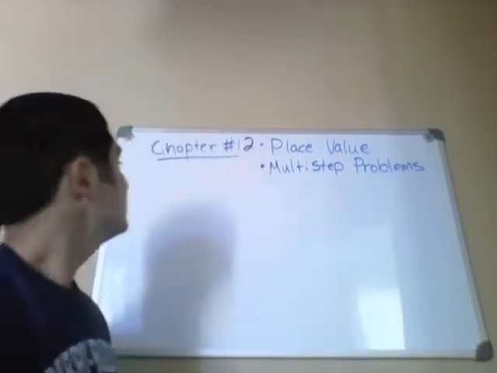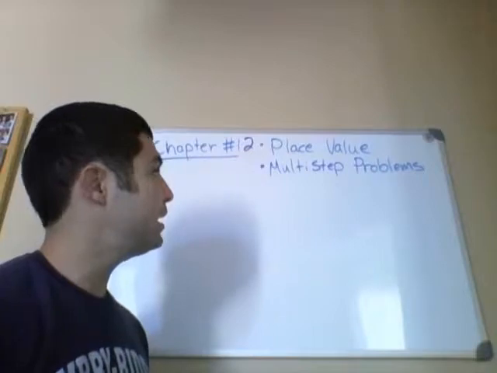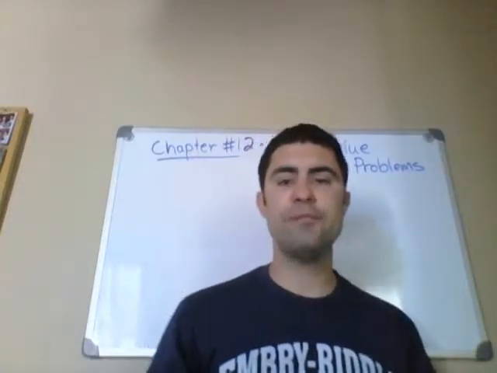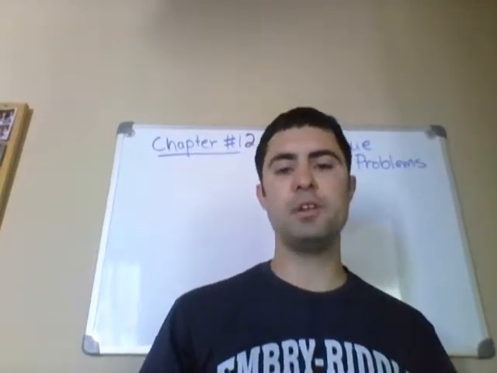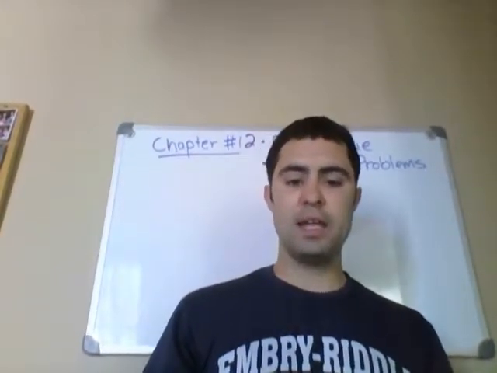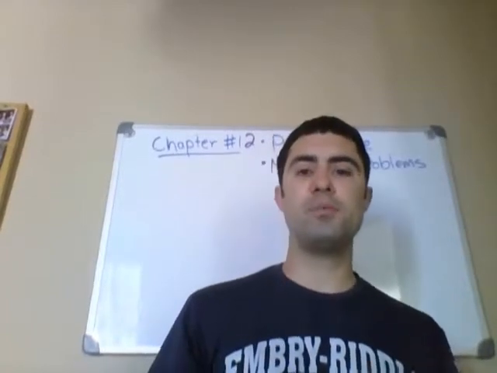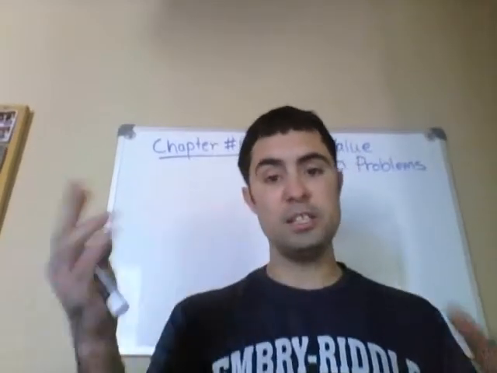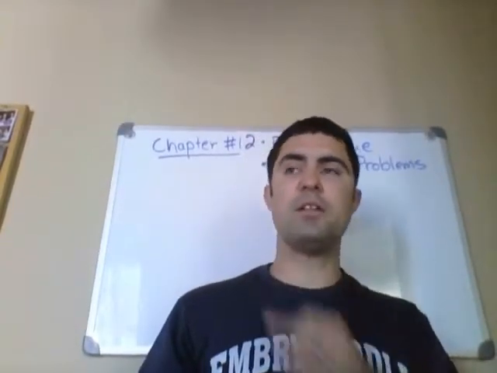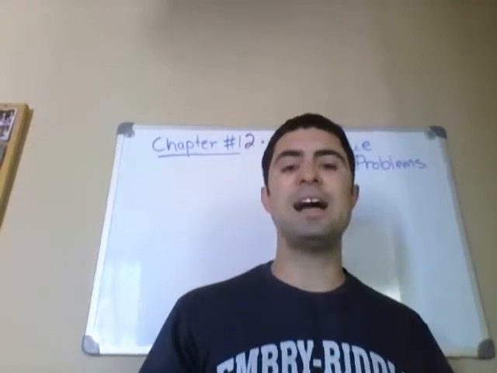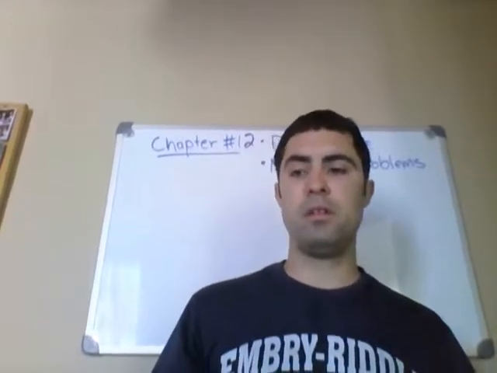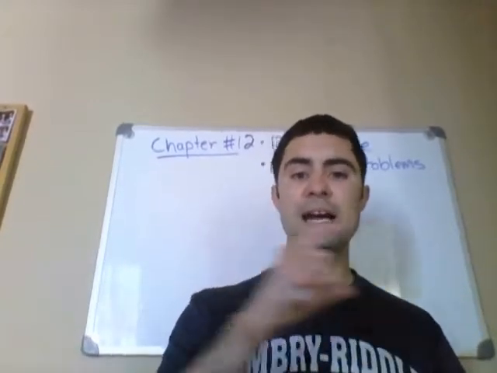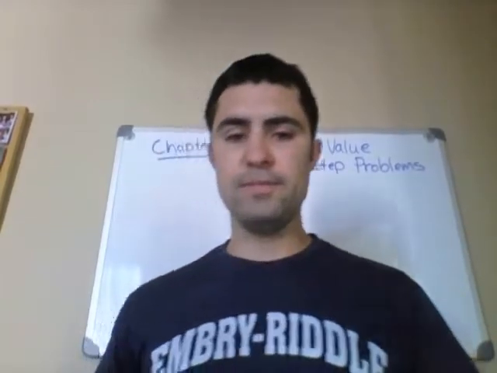All right, Chapter 12, Place Value and Multi-Step Problems. We have 10 numbers if you count 0, and the value of those numbers is determined by where they're placed in relationship to each other. So we're going to talk about, say, the number 9. It could be worth 9, or it could be worth 9,000, depending on where that 9 is located. So we're going to talk about place value.